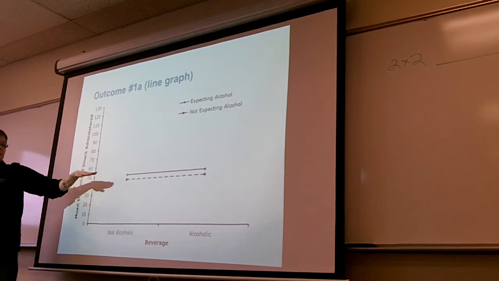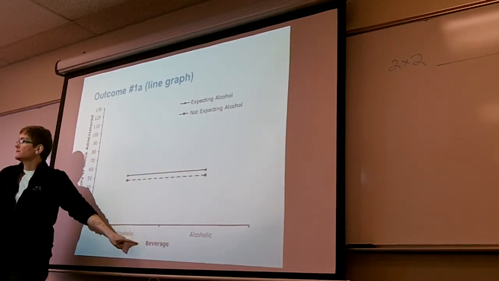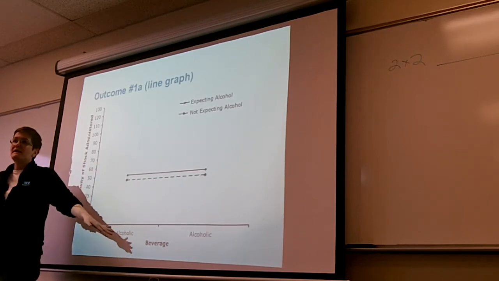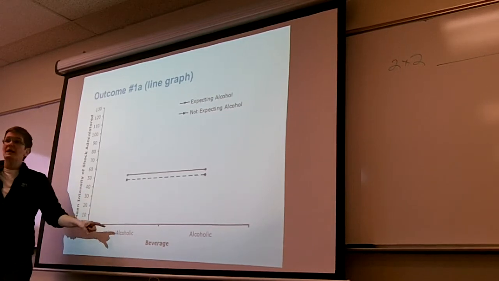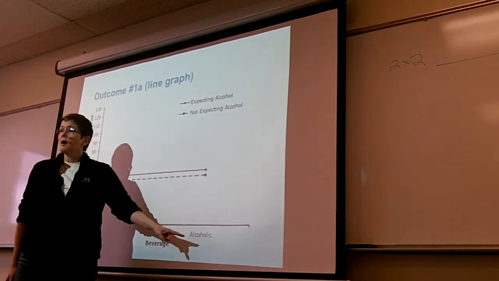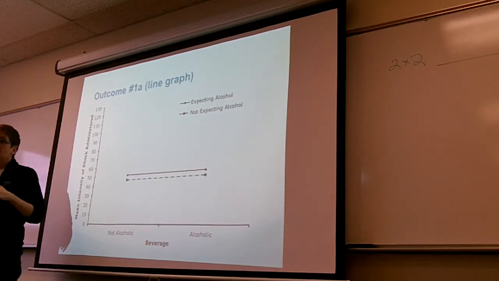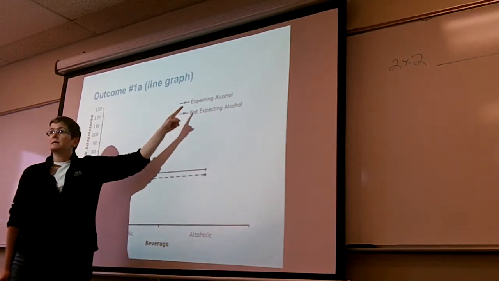That suggests, because these lines are flat, that there's no effect of whatever is down here on the x-axis. Okay, so this is no main effect of beverage. It did not matter whether people got a non-alcoholic beverage or an alcoholic beverage, they shocked the same amount. That's what that means. So there's no main effect of beverage type. Didn't matter.